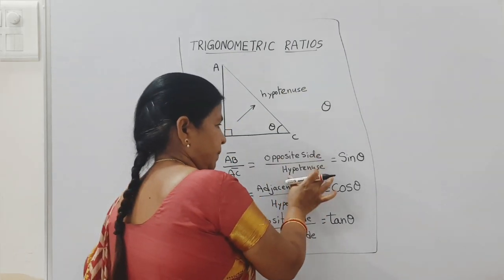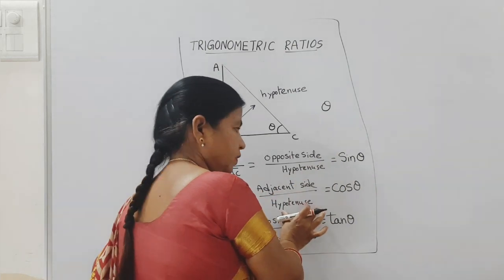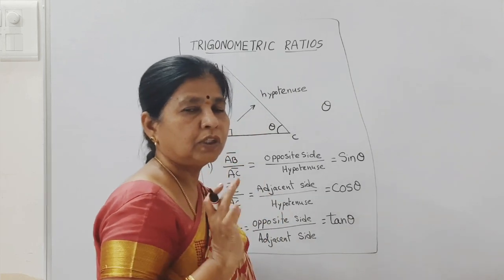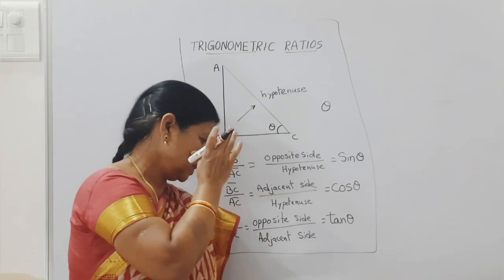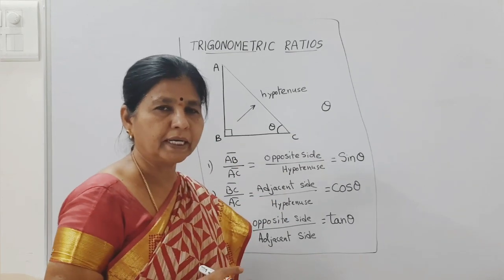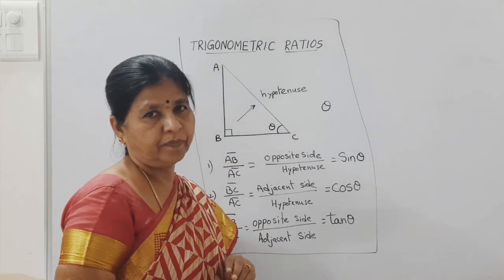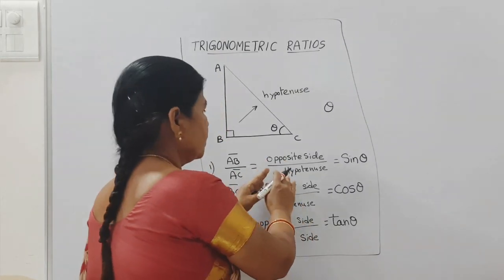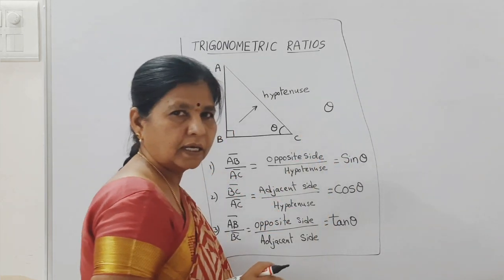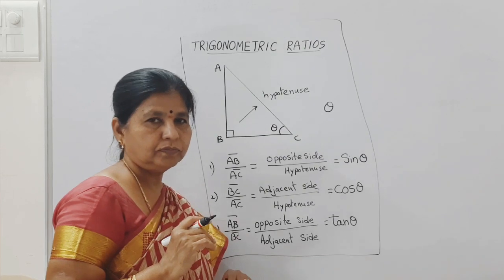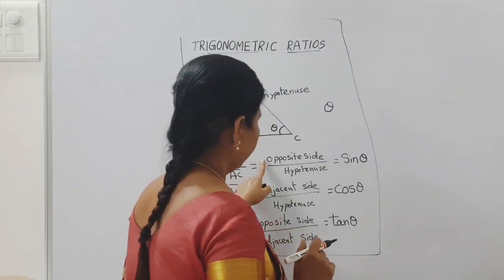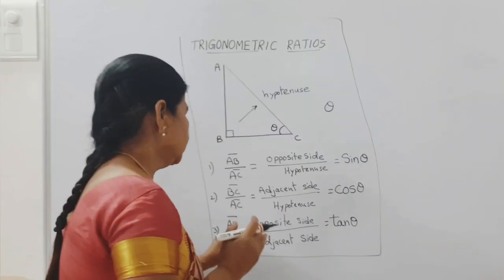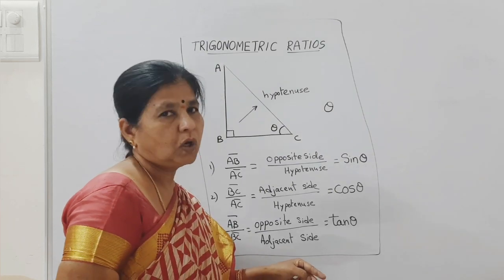Opposite side by hypotenuse gives us sin theta. Adjacent side by hypotenuse gives us cos theta. Opposite side by adjacent side gives us tan theta. We have to learn all these three things. These are the three main ratios of trigonometry. There are three more ratios we can write depending upon these three. The reciprocal of sin theta is called cosecant theta. The reciprocal of cos theta is called sec theta. The reciprocal of tan theta is called cot theta.